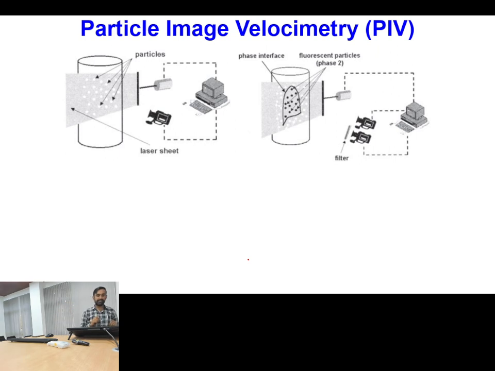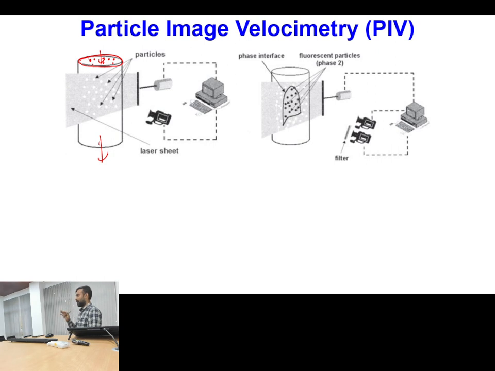Typically, if you see the setup of particle image velocimetry, say this is the cross section of a pipe, and this is the pipe in which flow is taking place. When the fluid is flowing in this pipe, along with the fluid, from the entry point itself we have seeded small particles. Small particles means their size is of the order of micrometers, and typically the particles used for this type of measurement are neutrally buoyant particles.